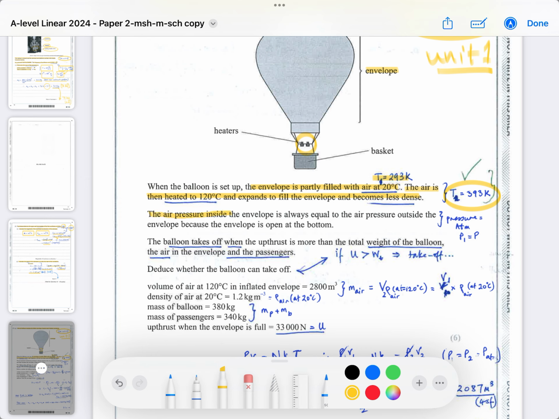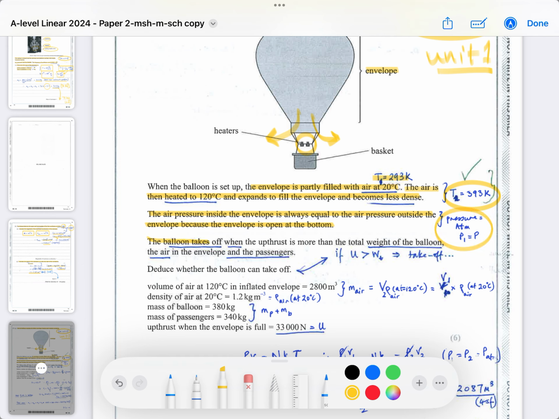The air pressure inside the envelope is always equal to the air pressure outside the envelope, because the envelope is open at the bottom. If the pressure inside was higher, air would move out, and if the pressure inside was lower, the opposite would happen. So the air will move to equalize the pressure. So that's true.